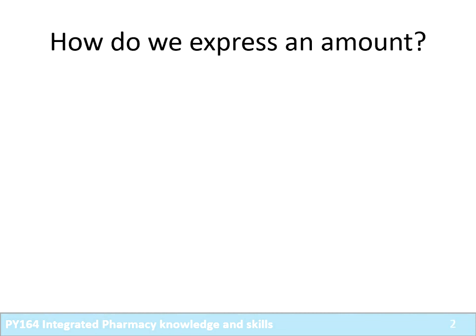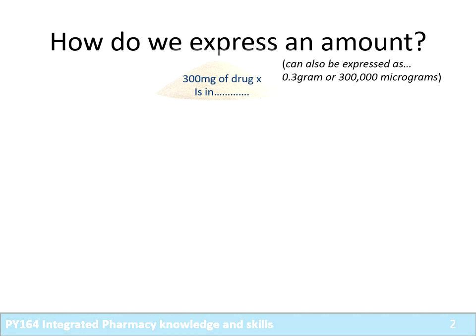So how do we express an amount of drug? Let's imagine, for example, that we've got a small amount of drug X, let's say 300 milligrams of drug X. Remember that can also be expressed as 0.3 grams or 300,000 micrograms. They're all the same things, another way of expressing it.